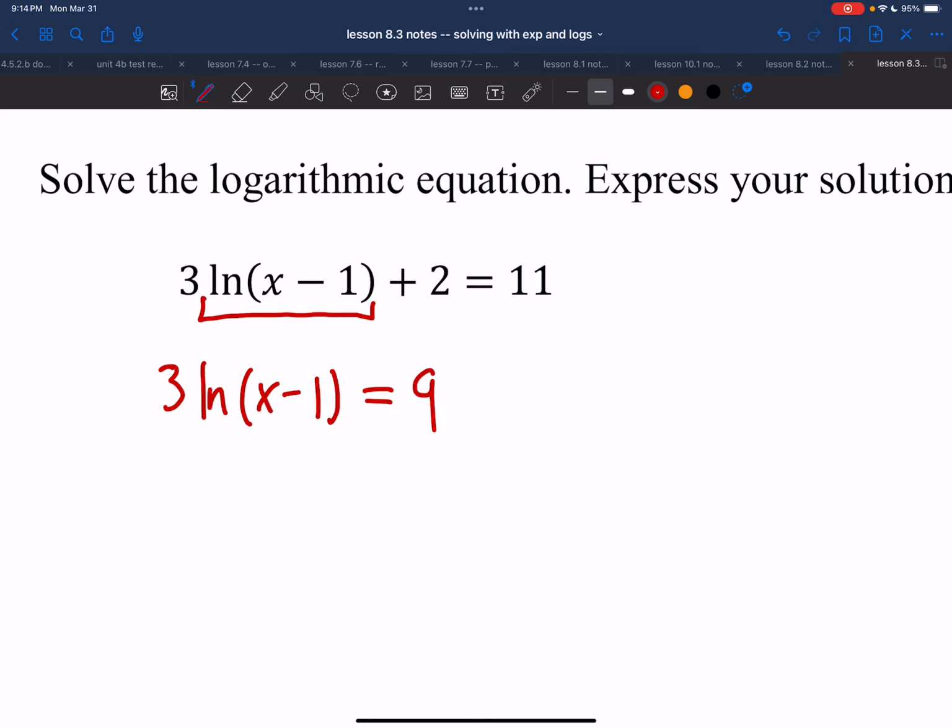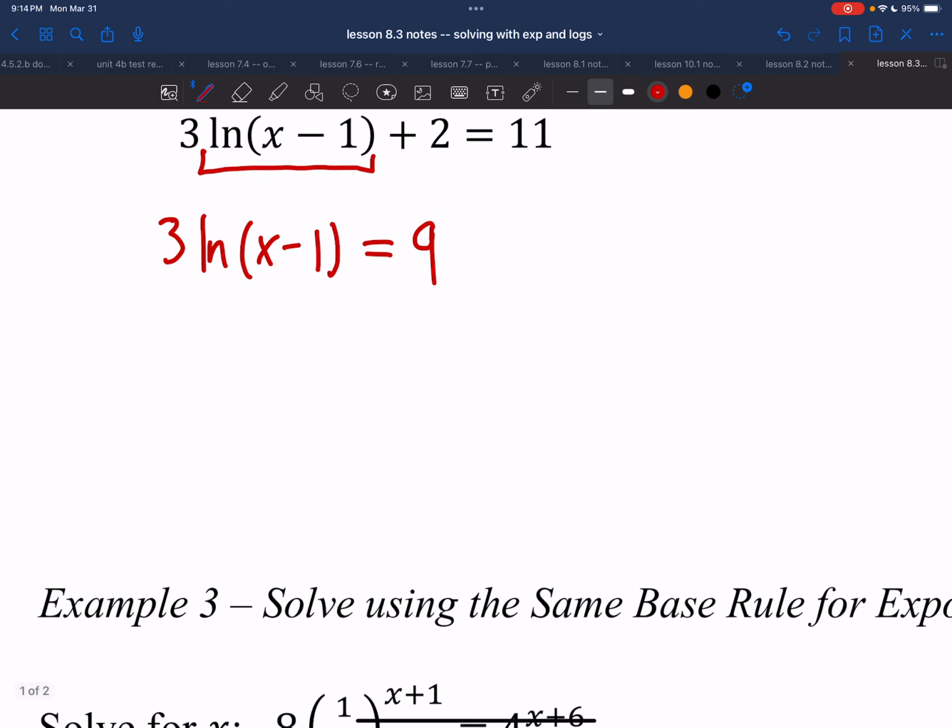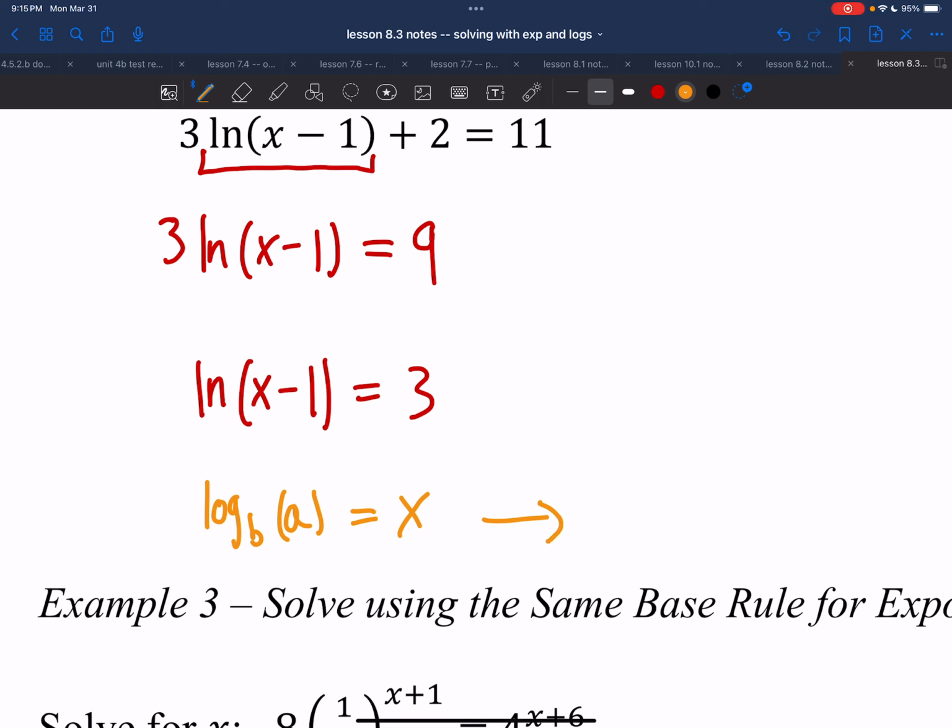Equal, there we go. And then, of course, I have a coefficient of 3, so I'm going to divide by 3. Getting me 9 divided by 3 is 3. Now, it's logarithmic conversion, right? So it's log base b of a, which equals x, is going to become b to the x equals a.